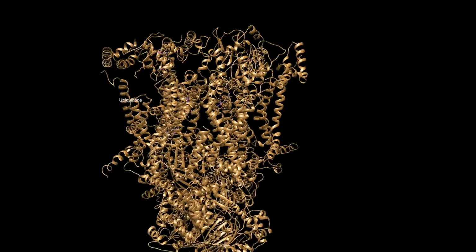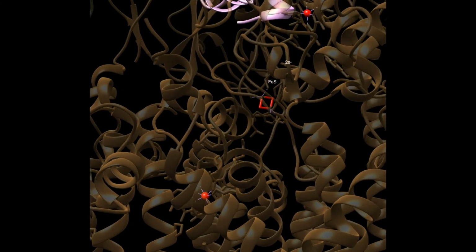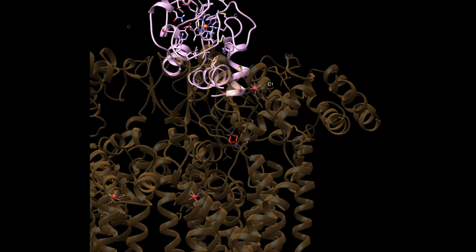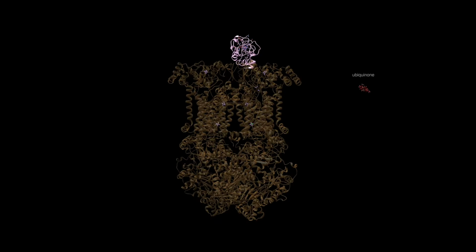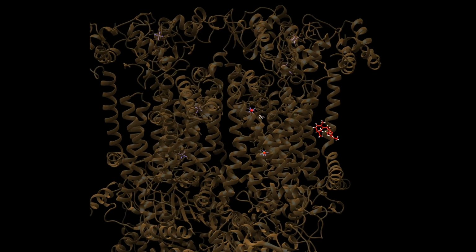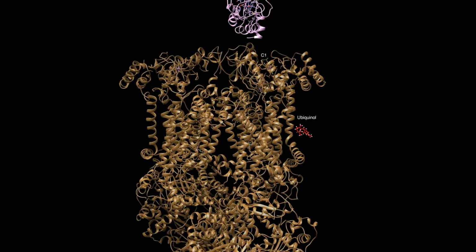Ubiquinol molecule attaches to complex 3 and is converted into ubiquinone while transferring 2 electrons to the complex, via sulfur-iron cluster onto the cytochrome C1, and then finally onto cytochrome C. 2 hydrogens are carried by ubiquinone into the intermembrane space. Another ubiquinone molecule is converted to ubiquinol, completing the Q cycle as cytochrome C transfers electrons onto the next complex.